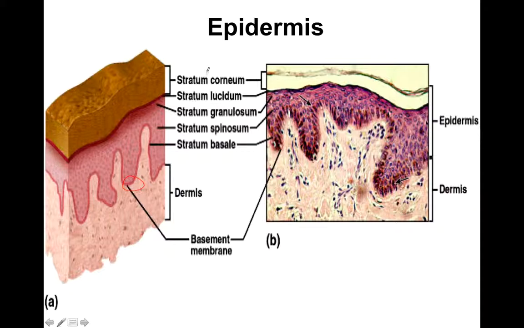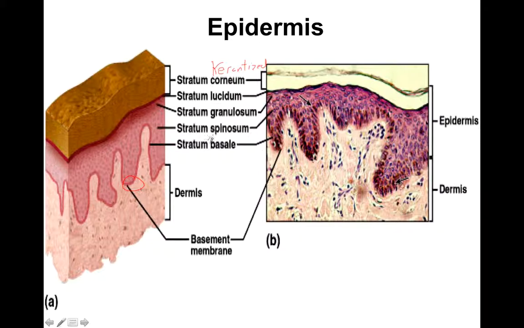Really, we're only going to talk about the most superficial and the deepest layer in detail. The corneum has keratinized cells, so that protein keratin makes up these keratinized cells. And the keratin helps to make that most superficial layer waterproof, or at least water resistant.